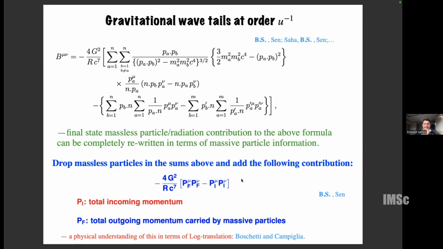And just to mention, in a very recent nice paper, Campiglia and his collaborator tried to give a physical understanding of why this massless information can be rewritten in terms of massive information using some nice log translations, which are some pure gauge information recently established.